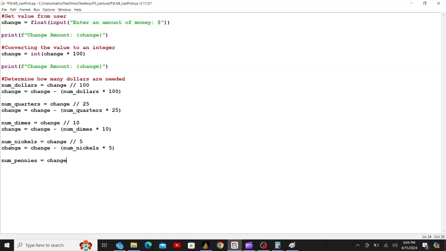And the reason that works is because if we had anything 5 cents or over, this line of code right here would take care of it, and it would be a nickel, right? Because then we'd have 5 cents, we could turn it into 1 nickel, and then we could subtract that 5 cents from the change value. So once we make it down here, the value should be less than 5.